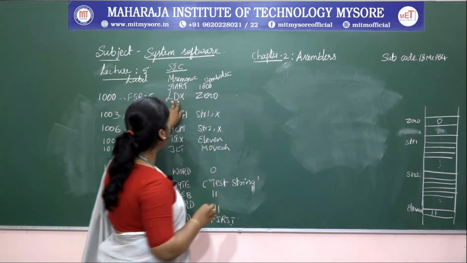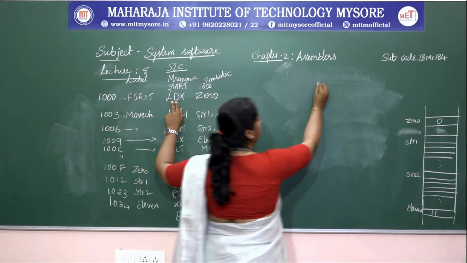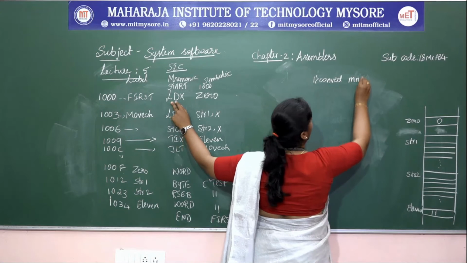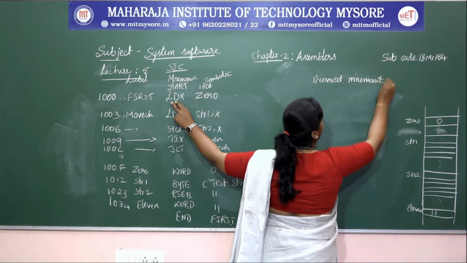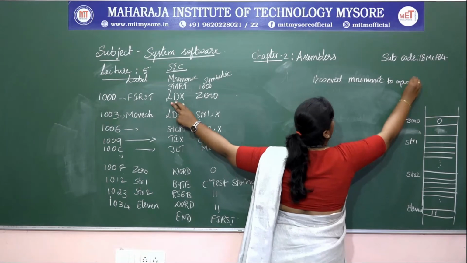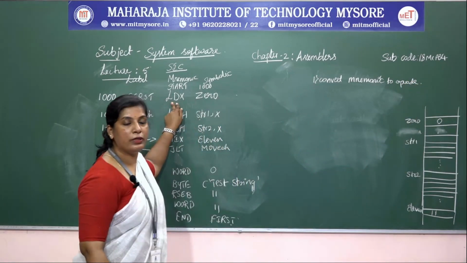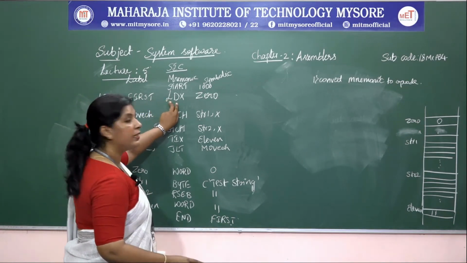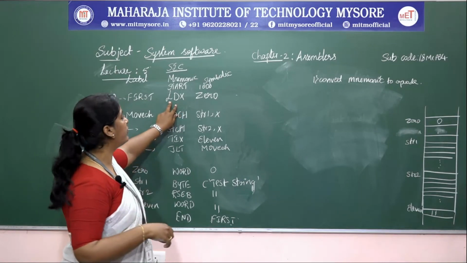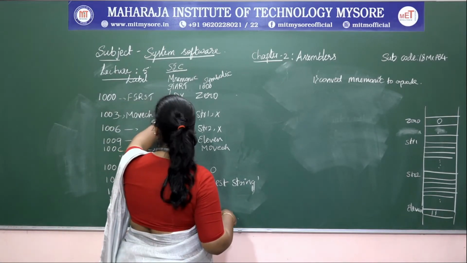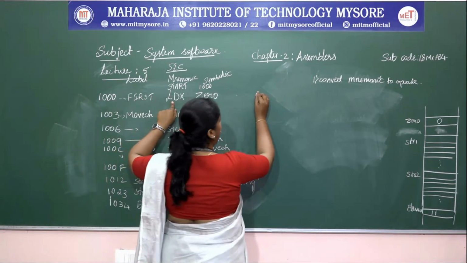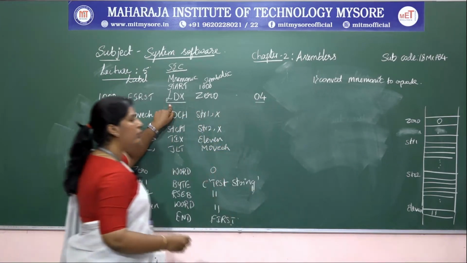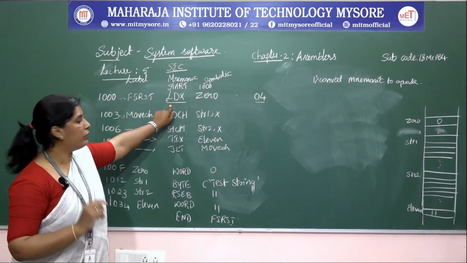Here, in the first step, the assembler is going to convert the mnemonic value to its equivalent opcode. What is the mnemonic code? LDX. What is the opcode for LDX? It is there at page number 470 in the system software textbook. The object code for LDX is 04. So first it converts that mnemonic value into its equivalent opcode, that is 04.